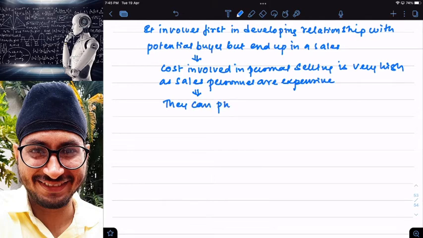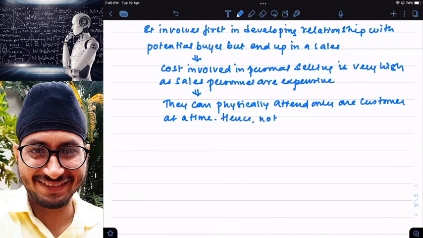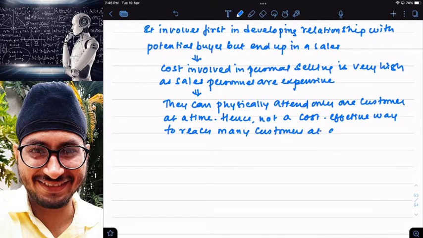One more problem I face here is that they can physically attend only one customer at a time. Clear? I can only attend one customer at a time. Hence it is not a cost effective way to reach many customers at a time. It is practically not possible for me to reach many customers at a time.